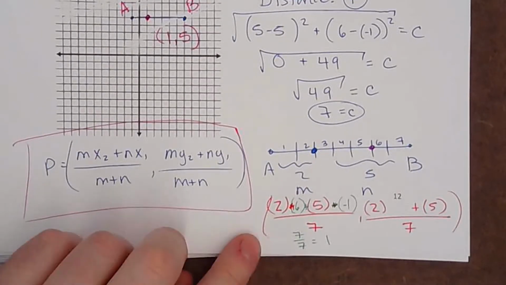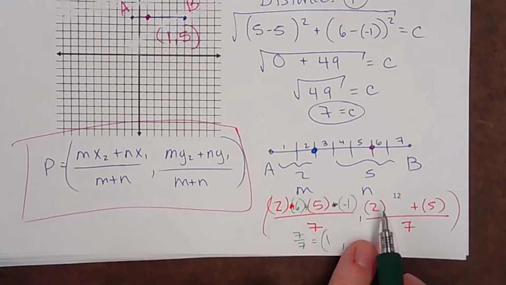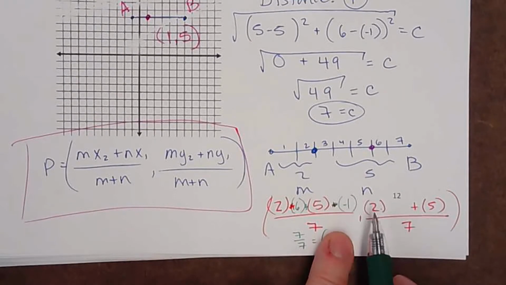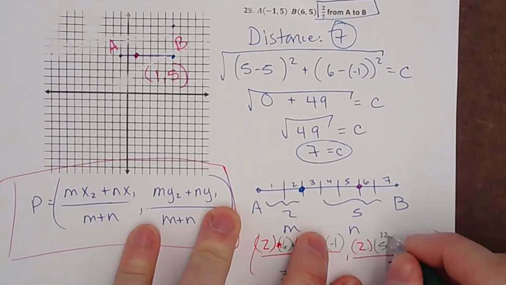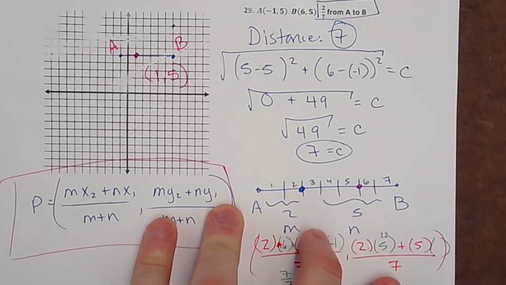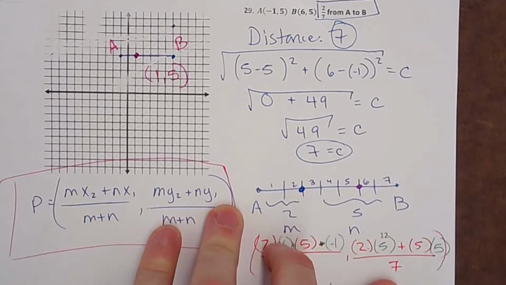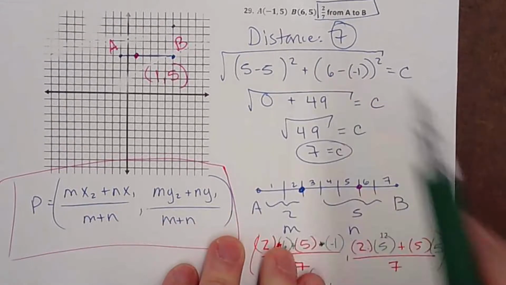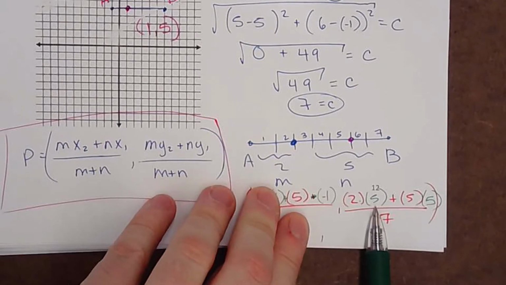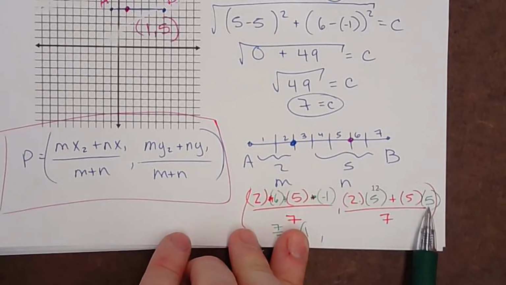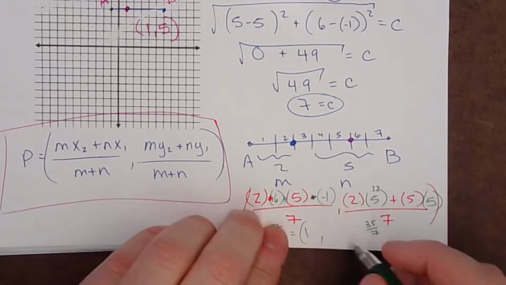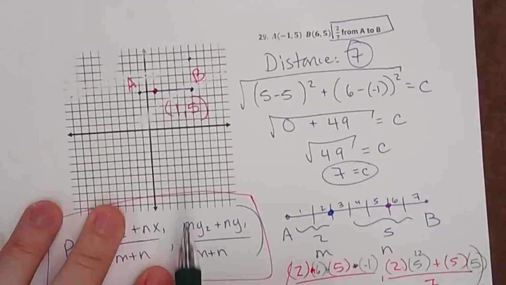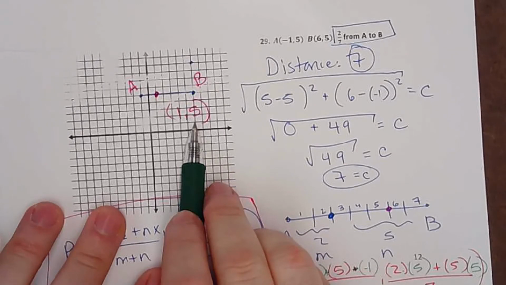Oh, I'm sorry, you guys can't see. So 1, comma, over here, what's my y number 2? 5, so I plug that in. What's y number 1? Also 5, right? And so I get 10 plus 25. So I get 35 over 7. What's 35 over 7? 5. 1, comma, 5. And oh, look, that's exactly where it is.